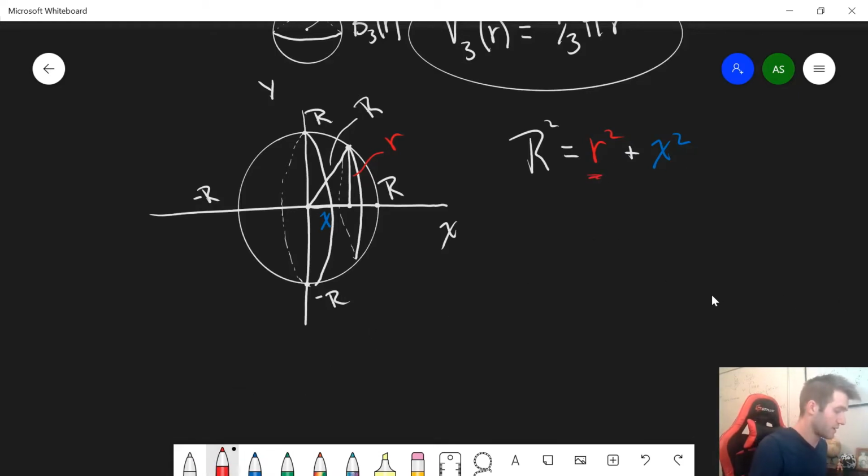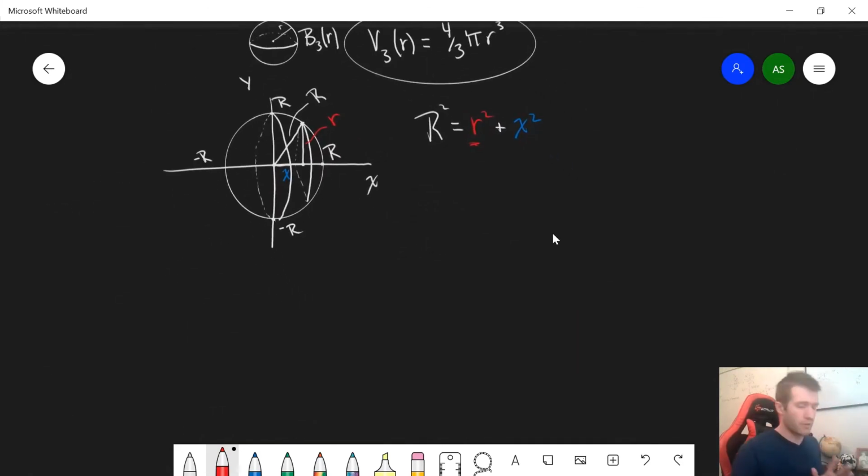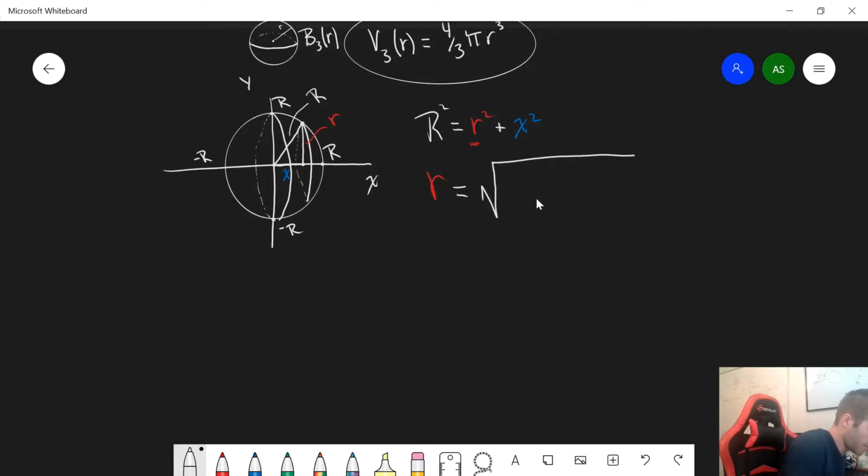That is what we want, because this will set up our boundary conditions to where we need to be, and then we can integrate over all the cross sections along the sphere. So solving for little r will give us, obviously taking the square root, r equals the square root of R squared minus x squared, right?